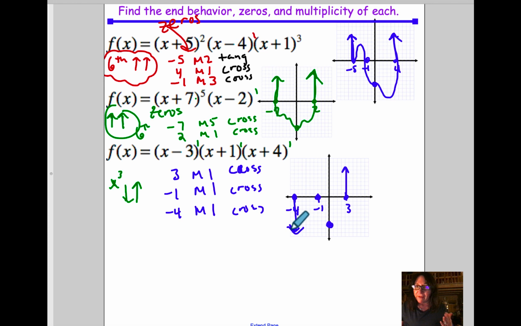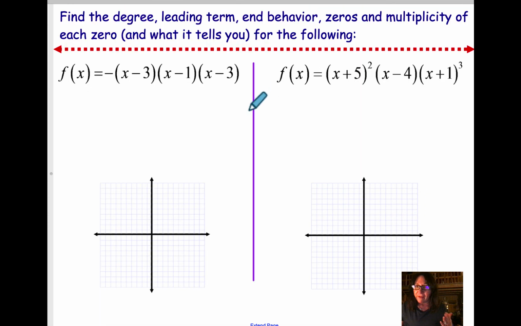Just follow the curve. So it's going to cross there at 0, cross here at negative 1, some stuff, and go back up at the 3. That's it. So the last 2 problems for today are this. You've got 2 of these. Again, leading term, what's the degree? So this is 1, 1, 1. So it's a 3rd degree.